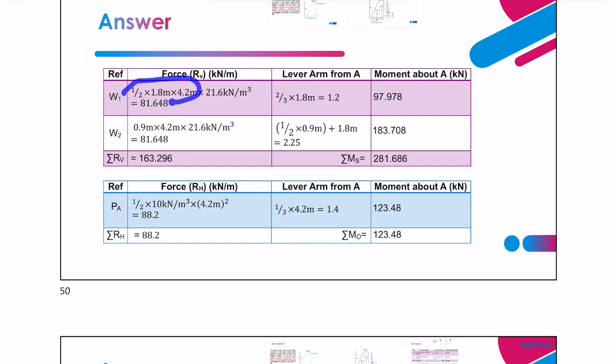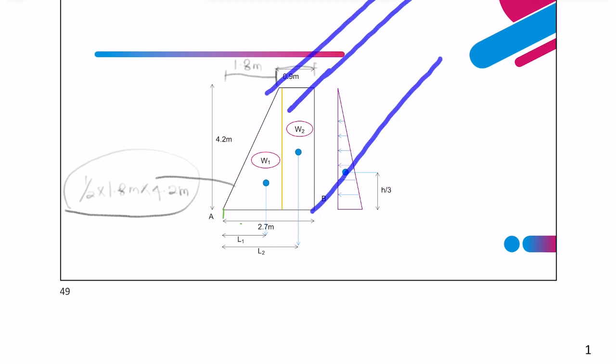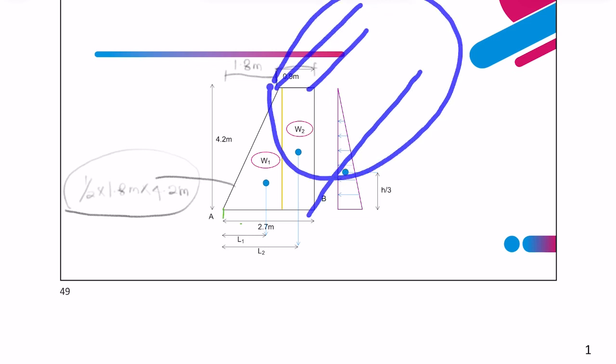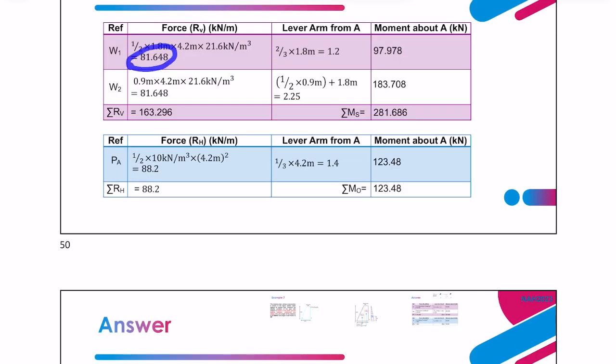So this is the area and we multiply it with the unit weight. The unit is kilonewton per meter because we do not multiply with the length of the retaining wall. Of course the retaining wall actually extends that way. So per meter reflects every meter of the wall length. For the first section, I get 81.648 as the weight, and get the lever arm from A.